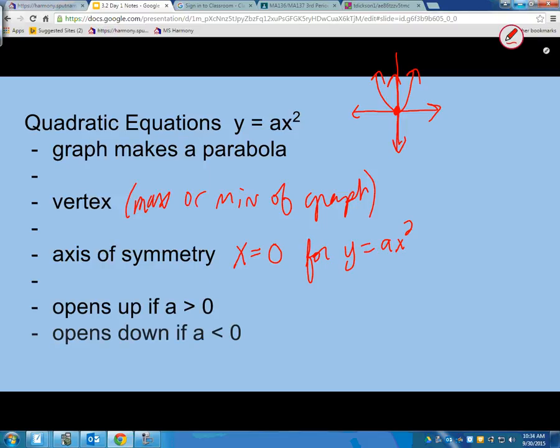And hopefully you know that if there is a positive number in front, that's how you know it opens up. And if there's a negative number, it flips over the x-axis, and it opens down. Again, something you've been doing since algebra 1, right? Is that right? Yeah.